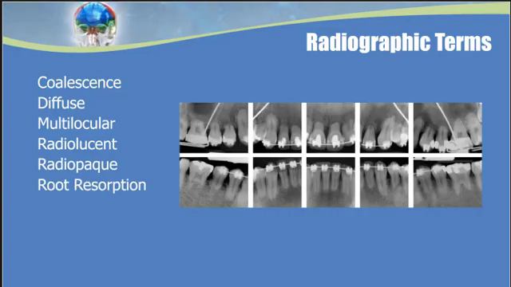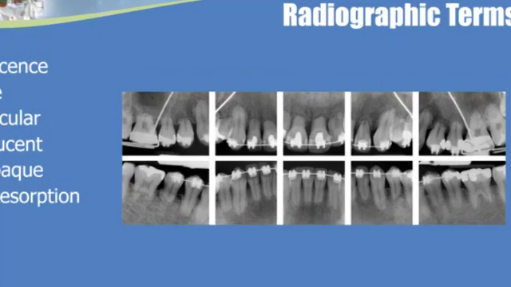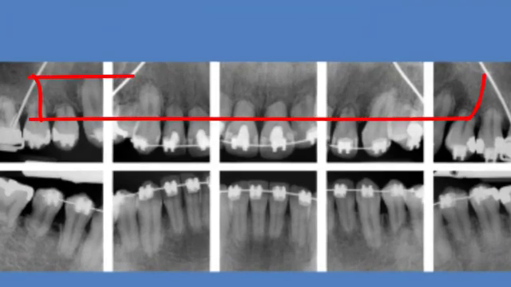The next thing would be root resorption. Now, we learned about this in oral anatomy. We can have either internal or external resorption of the roots. In this picture, we can see that there is external resorption. Any guess what has caused this?